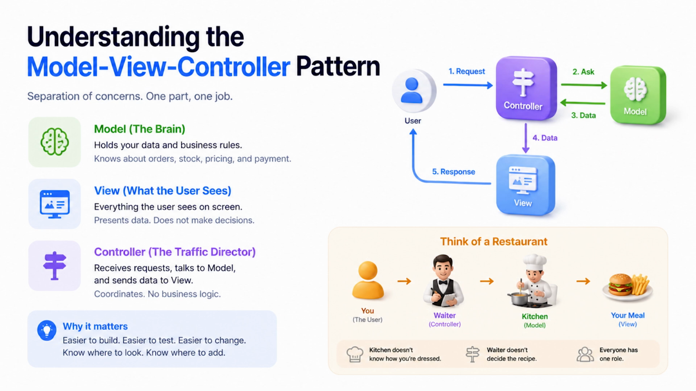Everyone has one role. That clean separation is exactly what makes model view controller applications easier to build, easier to test, and easier to change over time. When a bug appears, you know exactly where to look. When you want to add a feature, you know exactly where it belongs. It sounds simple, but it changes everything once you feel it working in a real project.